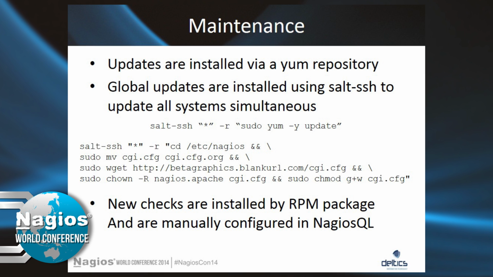So new checks are installed by RPM packages. So if we create a new check, we just update our RPM and do the yum update again, and the yum update then will spread it to every server. Even though we're not using every check on every server, we still want to keep them the same. So if, for example, we create a check for checking MSM wireless access points, we also push it to all the servers where there's no wireless installed at all, just to make sure every system will be the same. So after that we still have to manually configure them in Nagios QL. Still working on automating that.